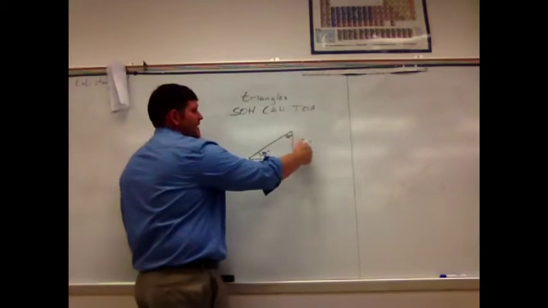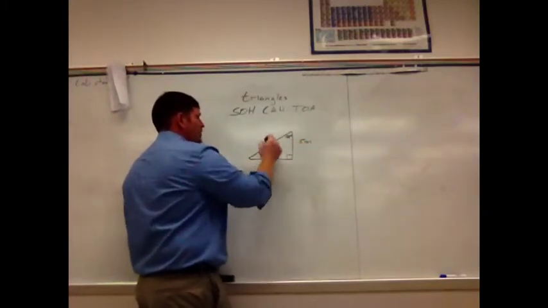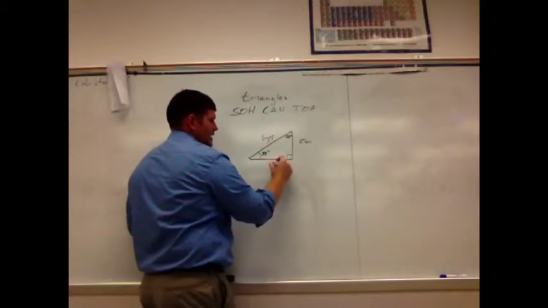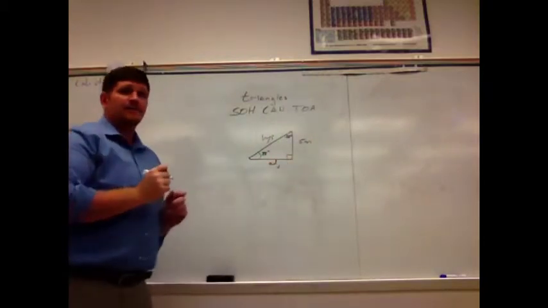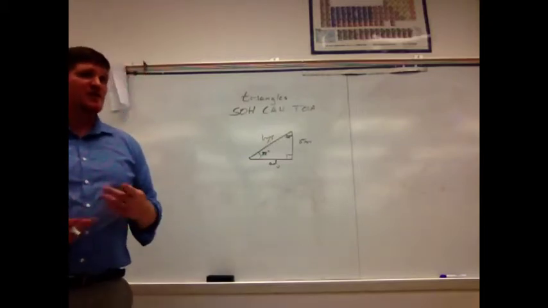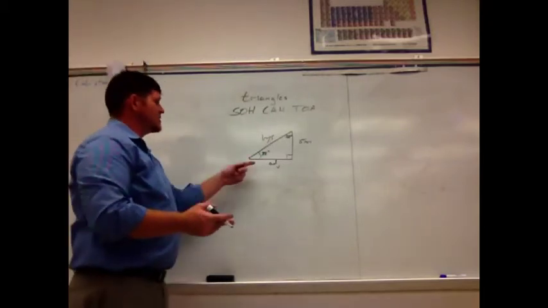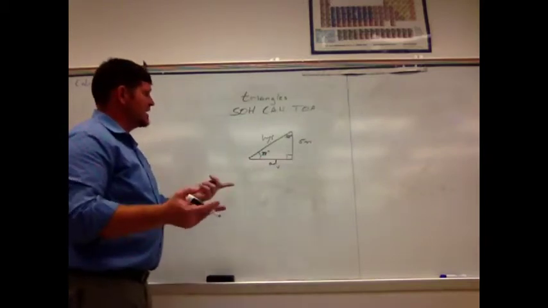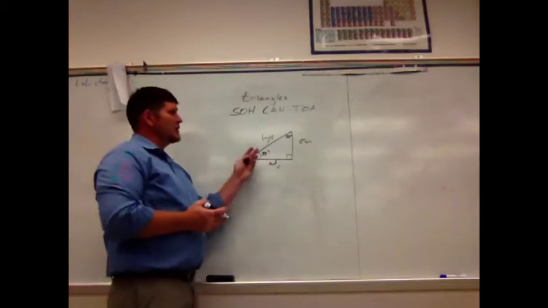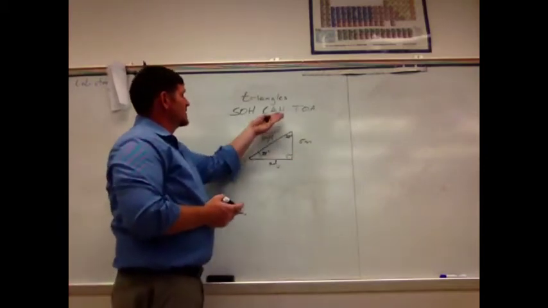If this is 5 meters, I can solve for my hypotenuse, or I could solve for my adjacent side. Let's solve for our adjacent side, or at least plug it into our equation so we know how to solve for it. What side do I know? I know the opposite side. So let's go up to the top.